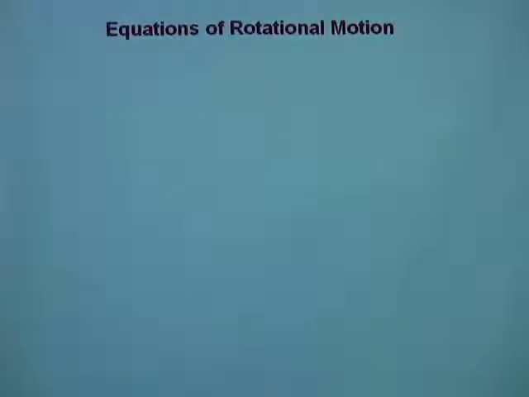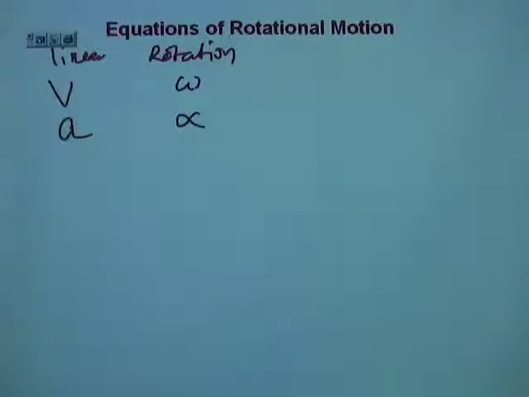Now, you can see here, linear velocity is v. So let me say linear and rotational. Linear velocity is v, rotational velocity is omega. Linear acceleration is a, rotational acceleration is alpha. Linear displacement we generally call x or y and so on. The rotational displacement is theta.